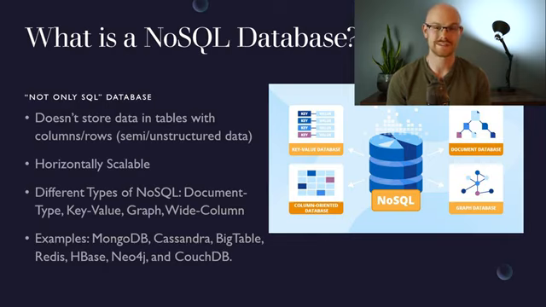A NoSQL database is also horizontally scalable, which, if you remember from before, is where it brings on more instances to decrease the load on one specific instance. Now, there's not just one type of NoSQL database, it's many different types, and it can pull in many different types of unstructured and semi-structured data. So we have a key value database, a column-oriented database, a document database, and a graph database, and each one is specifically used for that purpose. Some examples of NoSQL databases are things like MongoDB, Cassandra, and many others that you can see right here.